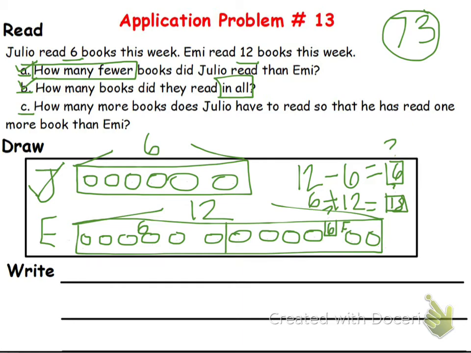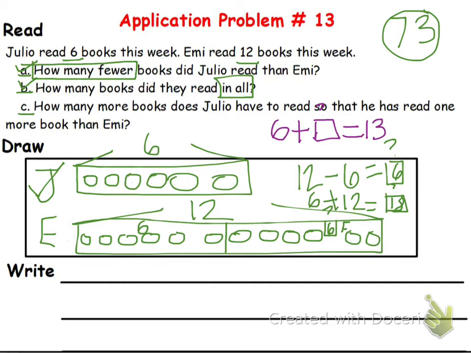Well, looking at this, I'll change my color to where we could see it. This is Julio's. Julio has 6, and Emmy has 12. Well, we want Julio to have one more than Emmy. Well, Emmy has 12 right now. What is one more than 12? 13, right? So we have to figure out how many more books Julio would have to read to make it 13. So Julio has 6 right now, plus how many more would he have to read to make 13?